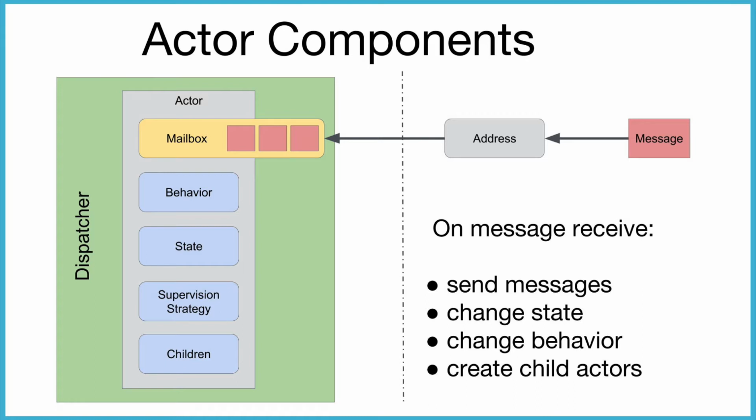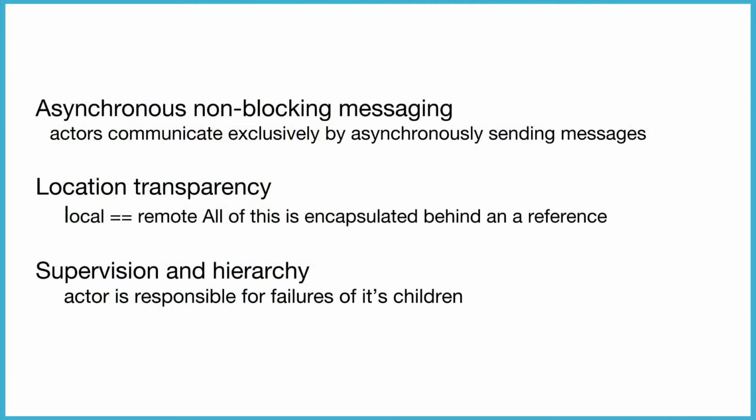The processing logic is called behavior. And usually on receiving a message, an actor can do a number of things. It can send messages to other actors, it can change its state, it can change the behavior which will be used for handling the next message, or it can create child actors. The state is basically some variables and data structures that are scoped inside of actors, and the outside world can't have direct access to them.